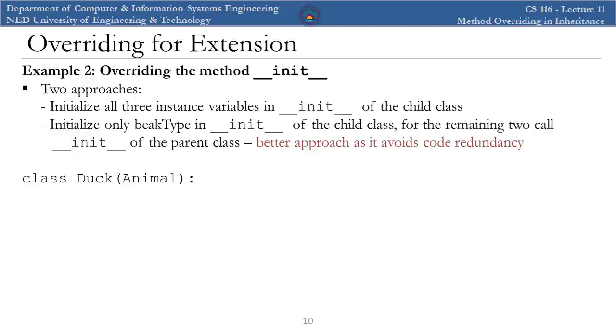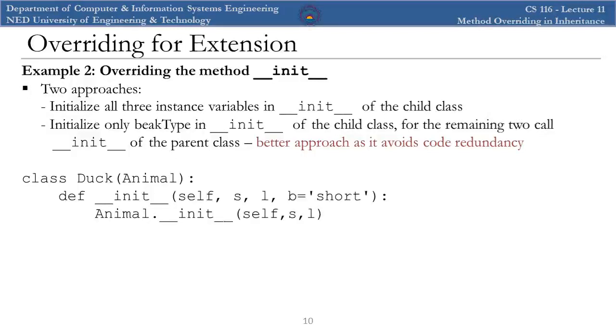So in class Duck, which is inheriting from class Animal, I am defining this method. The user of this class can pass 3 values, S, L, and B. S will be assigned to species, L will be assigned to language, and B will be assigned to beak type. And then from inside this init, I am calling the init method of the parent class, and I am passing S and L to the parent class's initiator. Now we know that default values for S and L are provided over there, so we do not have to provide any default values here.